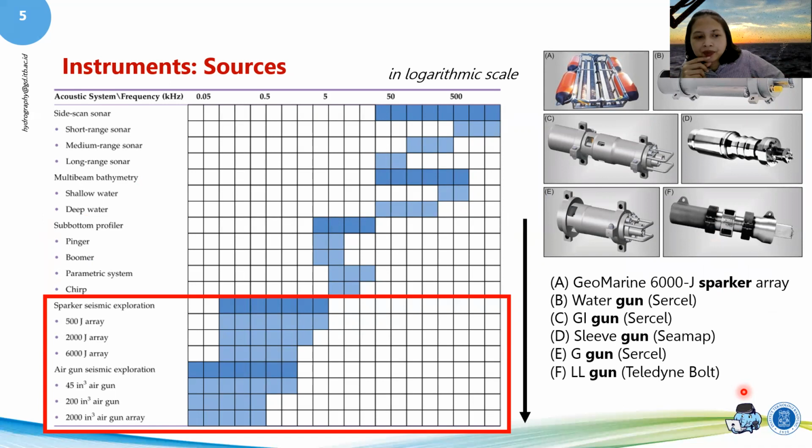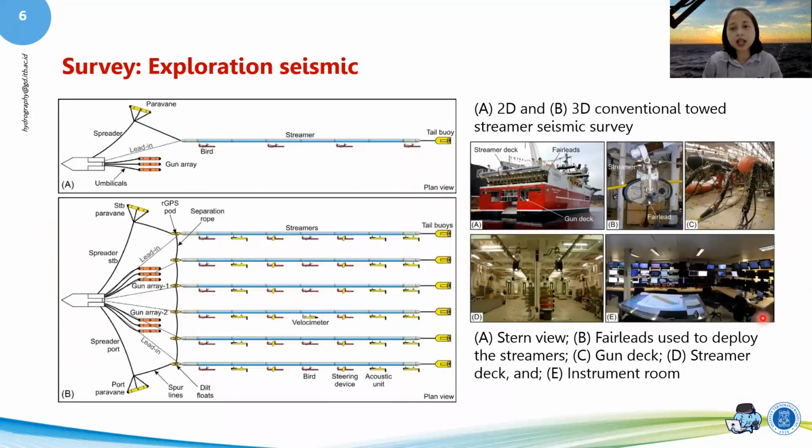Of course, obviously when you use sparkers or air guns, you need to have a different receiver. It's not the same one. If you're using chirper, boomer, or whatever, the transducer is the receiver, but this one is different. So it looks like this. This is for exploration seismic, sometimes it's called that. You've got your streamer towed behind, and then you've got the gun array in here.